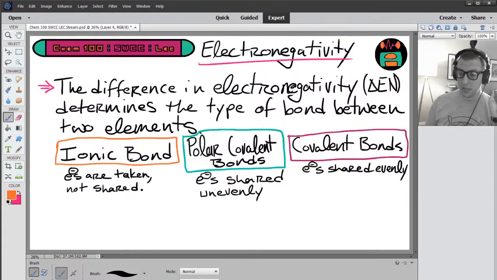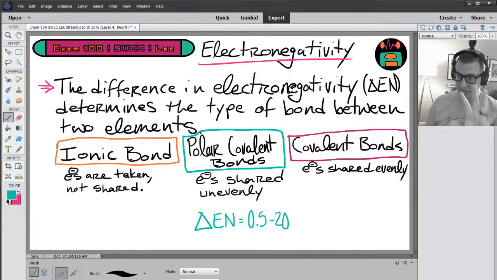Now, if your bond is polar covalent, the difference in electronegativity will fall in between 0.5 and 2.0. All right, that if it falls between 0.5 and 2.0, including 0.5 or 2.0, then the type of bond is a polar covalent bond.